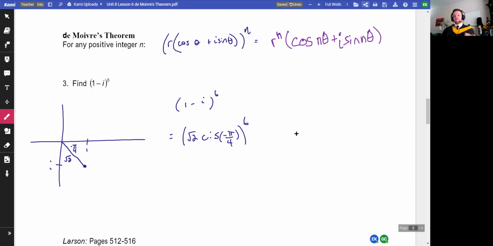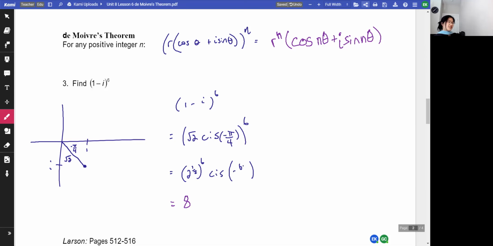All right, use De Moivre's theorem for us. Then we get 2 to the 1/2 power, and that raised to the 6th, so that's 2 to the 3rd, 8. I'm going to write 2 to the 1/2 to the 6th, and then I'll write 8 down below. And then the angle, negative pi over 4 times 6, and that was what, negative 3 pi over 2? Yeah, why don't you write that down underneath as well? I wrote negative 6 pi over 4. Cool.